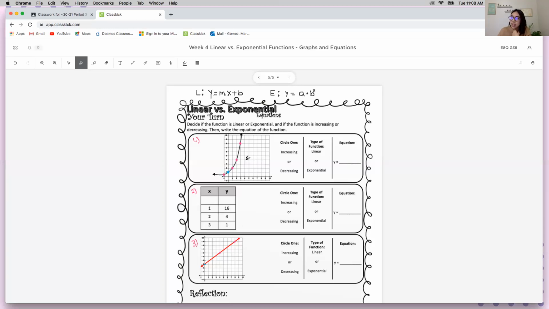But if you finish these ahead of time, try number 2. Remember, you just have to find out, is it increasing or decreasing? Is it linear or exponential? If you see it's linear, then this is your equation that you need. If you see it's exponential, then you're going to be writing this type of equation. And I know you guys can do it because I saw your sorting activity and you guys were putting those tables in the right spots.